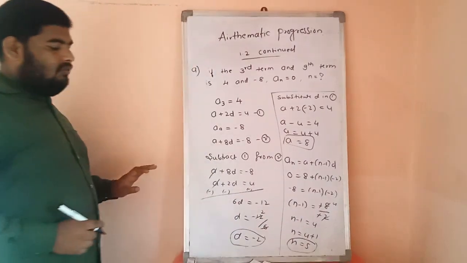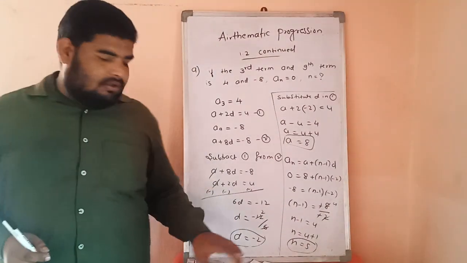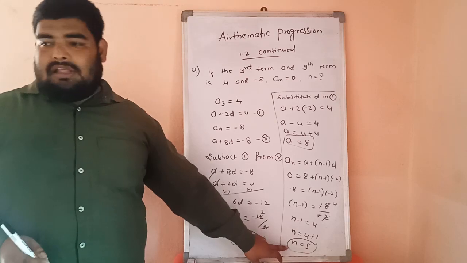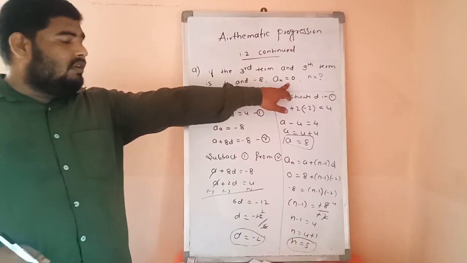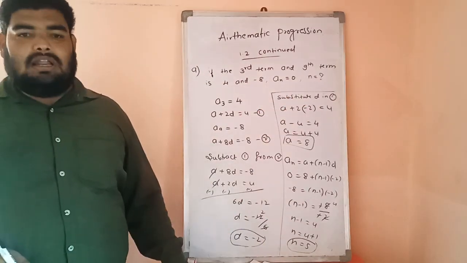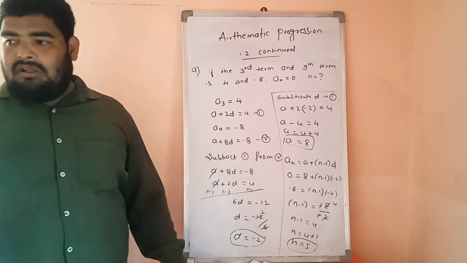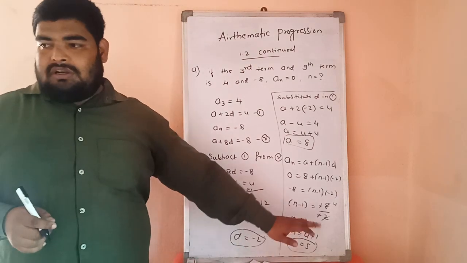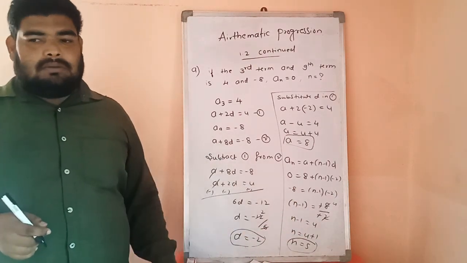So at last you should write the conclusion. Therefore, 0 is the fifth term of the given arithmetic progression.